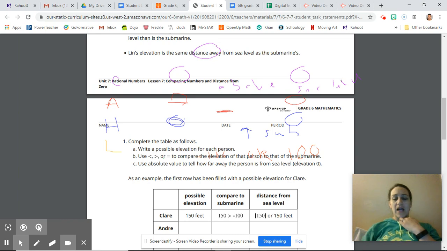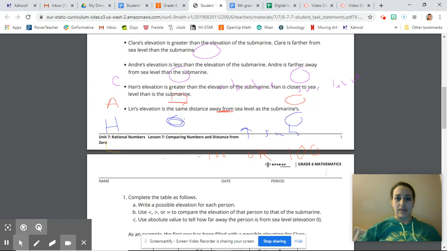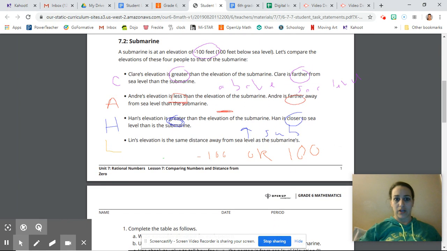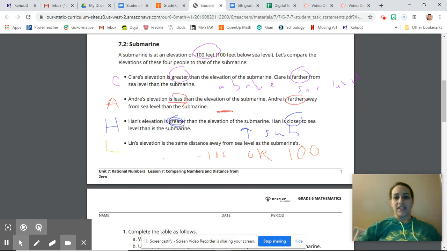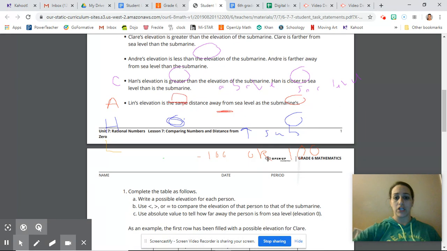So if we apply that same thing to Andre, I am going to slide back up for Andre for a second here. We said that he would end up being a negative number because he is less than the elevation of the submarine. So he's going to be even deeper down in that water. Less is left if we're talking about horizontal, or less is lower if we're talking vertical. So he's further from sea level than the submarine, so he's going to be a negative number, and he's going to be deeper than negative 100.